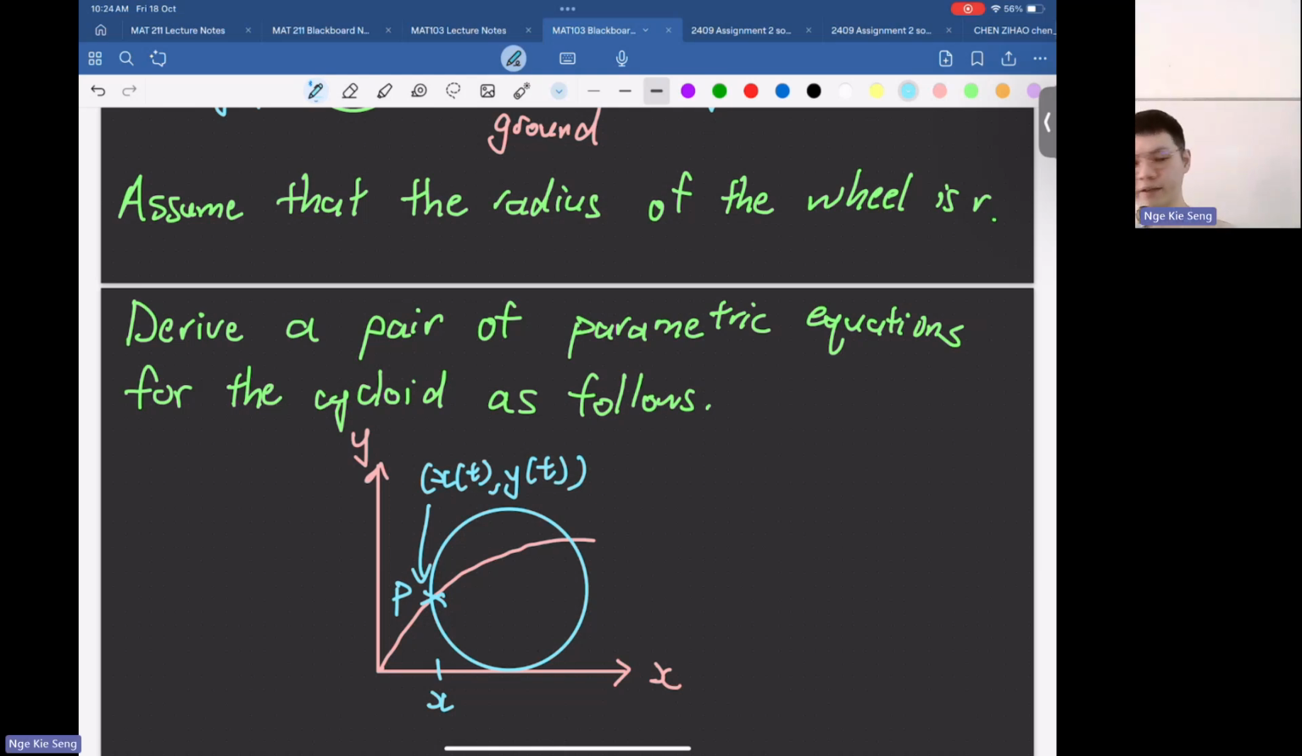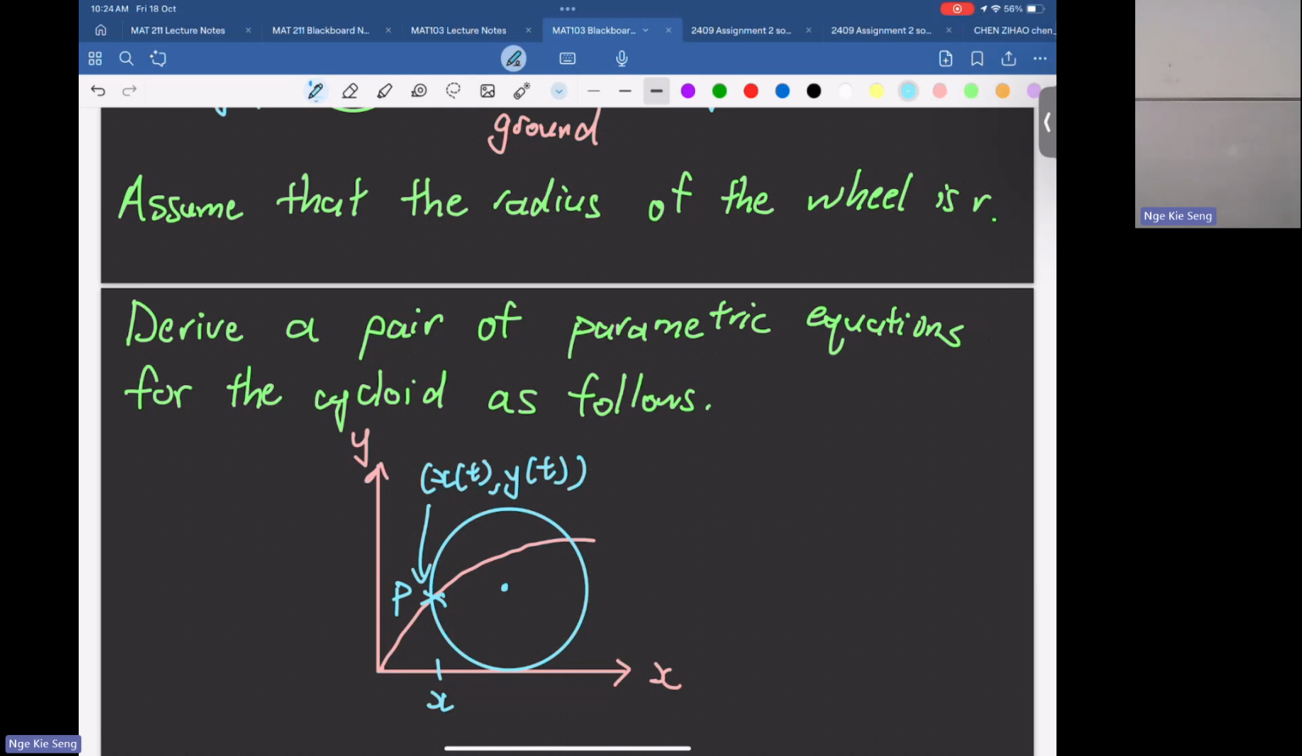So how do we choose our t here? One way to do it is, you can see that our wheel is a circle, right? So can we derive any relation between this circle here and this point?